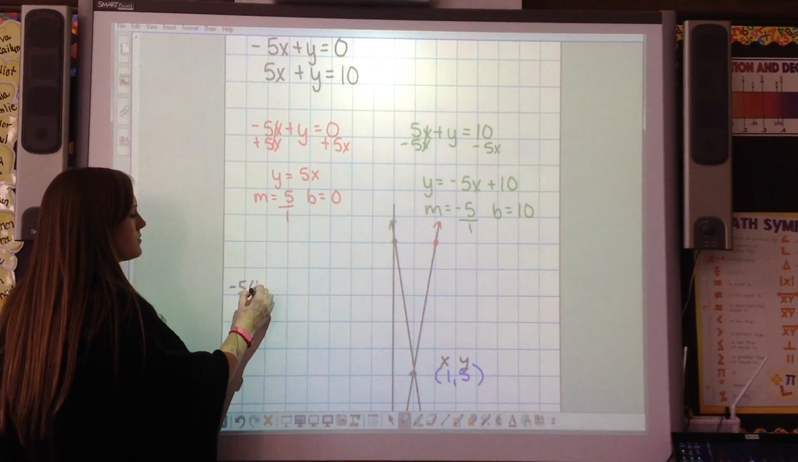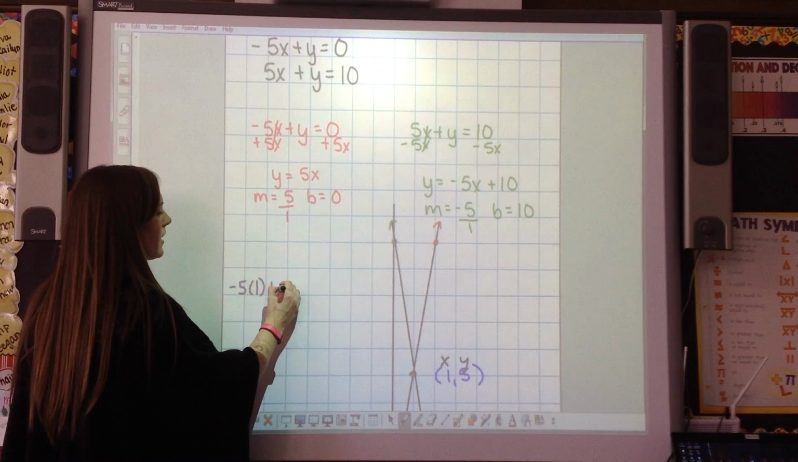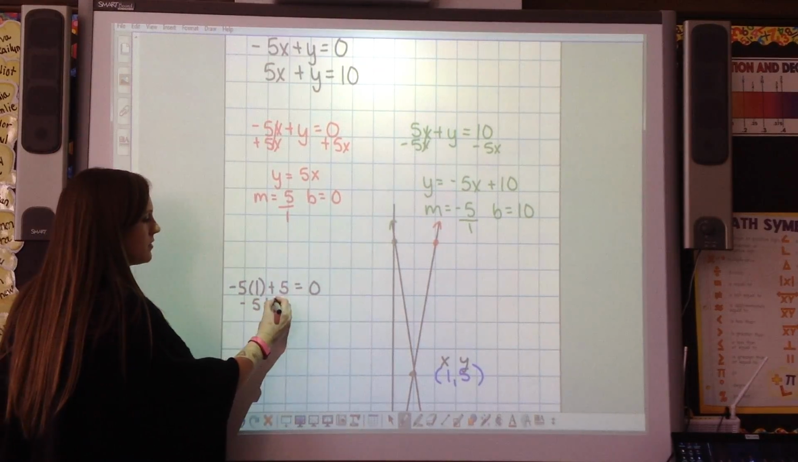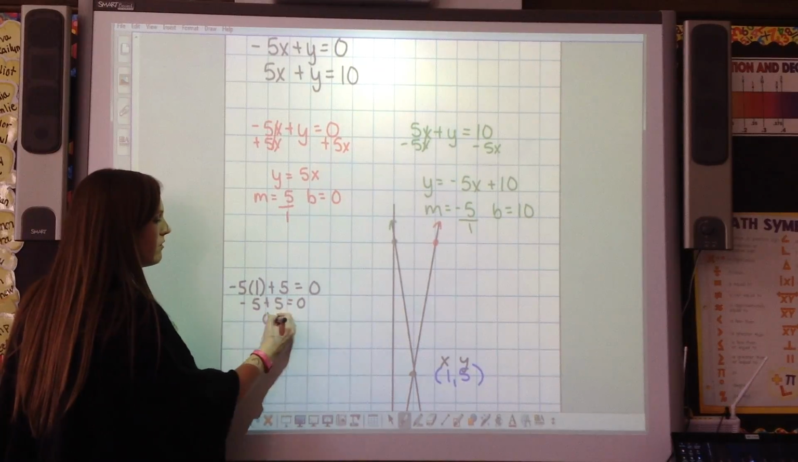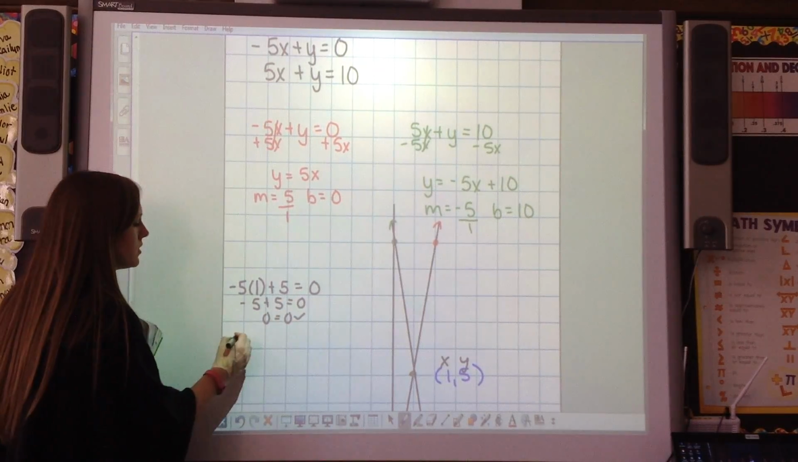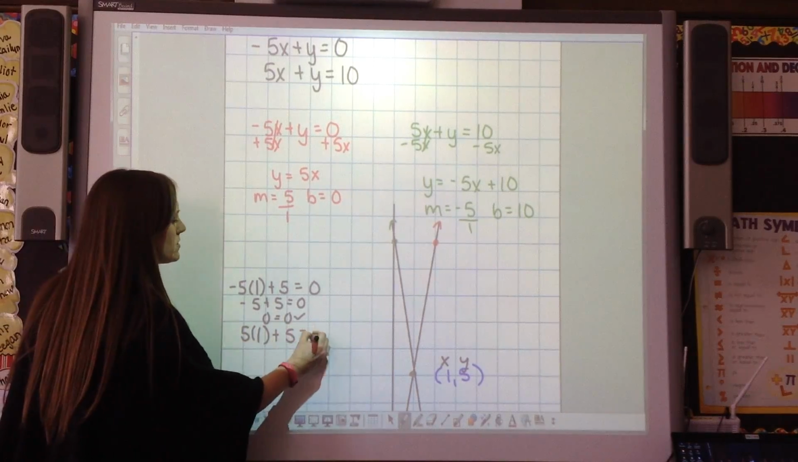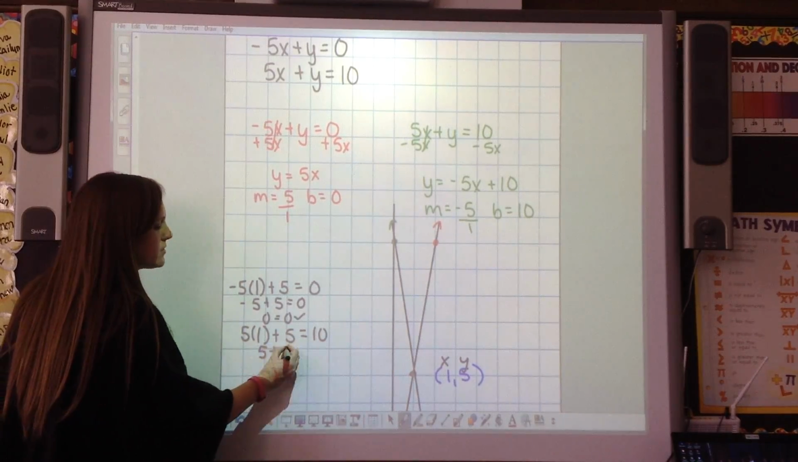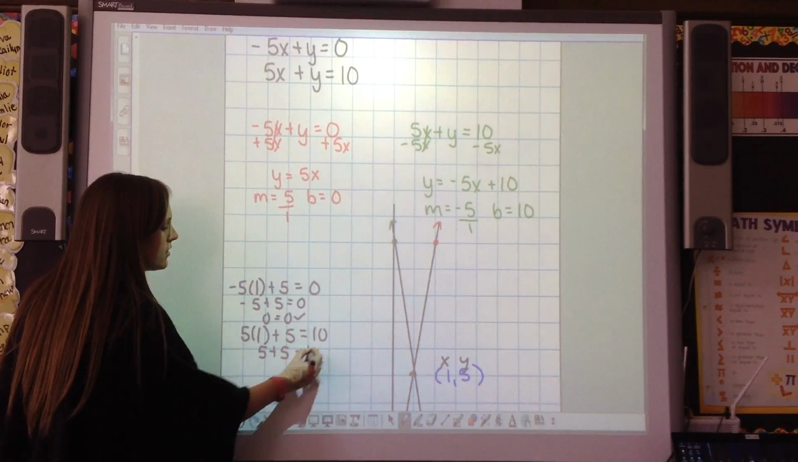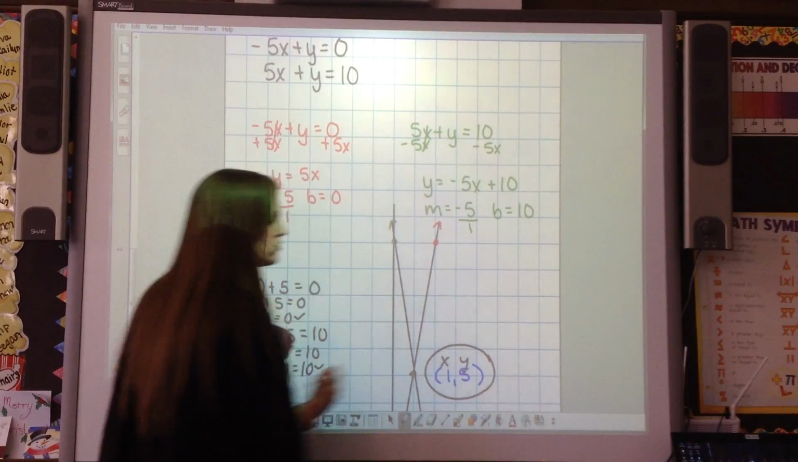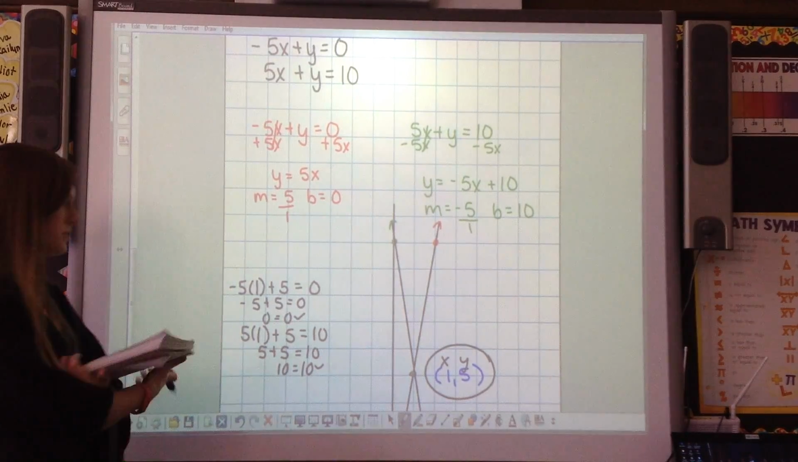Negative 5 times 1 plus 5 equals 0. Well, this is negative 5. Negative 5 plus 5 is 0. So that's true. 5 times 1 plus 5 equals 10. 5 plus 5 does equal 10. So this must be the solution. That's the correct answer.